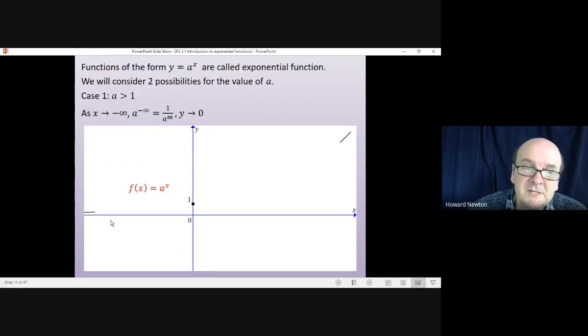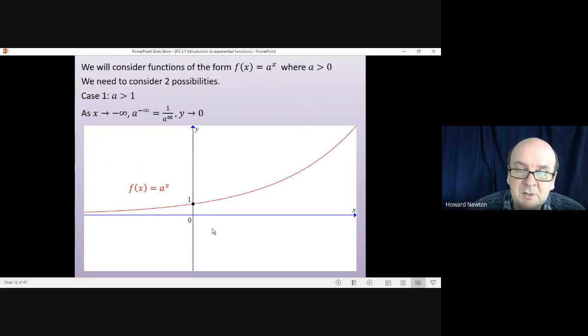Now, that is all you need to know to sketch the graph of y equals a to the x. If we join these together, then we'll get something that looks a bit like that. And it doesn't matter what a is, as long as it's a number bigger than 1, that is what the graph will look like. It will cross through 1 on the y-axis, regardless of what value a has. It'll get bigger and bigger to the right, smaller and smaller to the left.